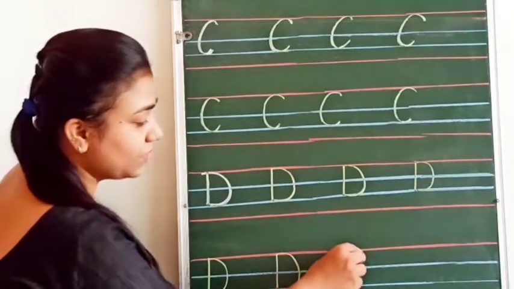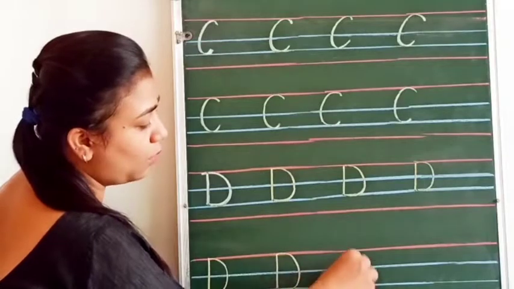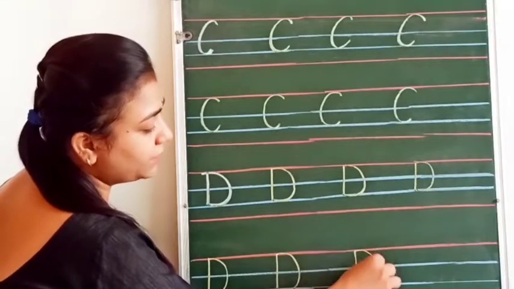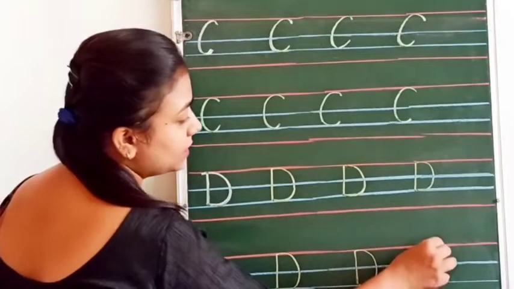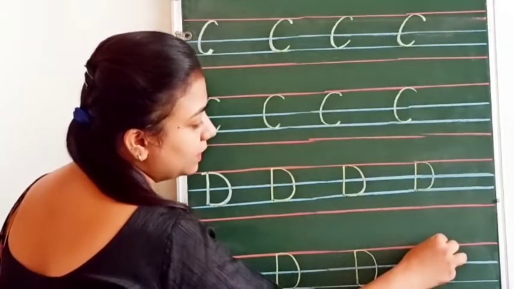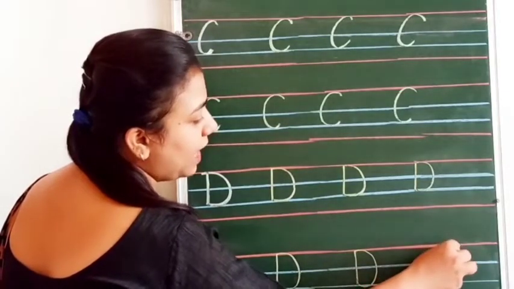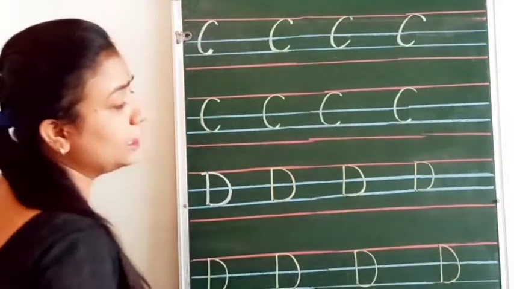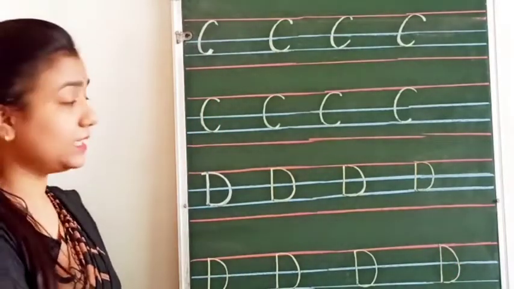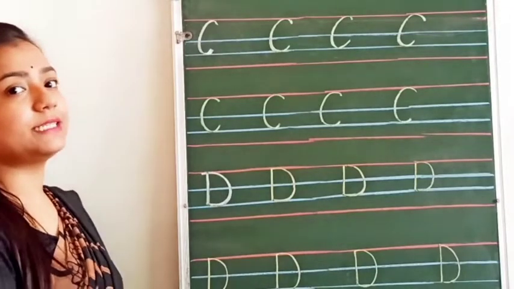Okay, starting from the top, come down, go up, make a curve till the bottom line. Again, starting from the top, come down, go up, make a curve till the bottom line. Here we have completed letter D also. Okay. So now we will practice letter D.